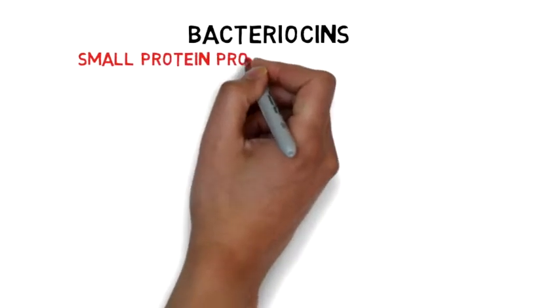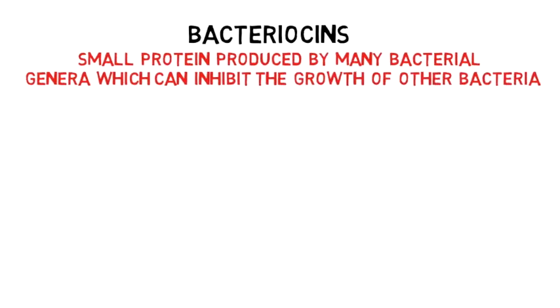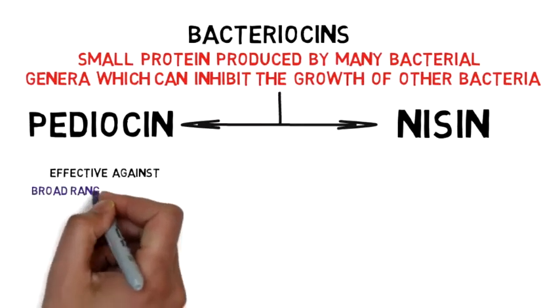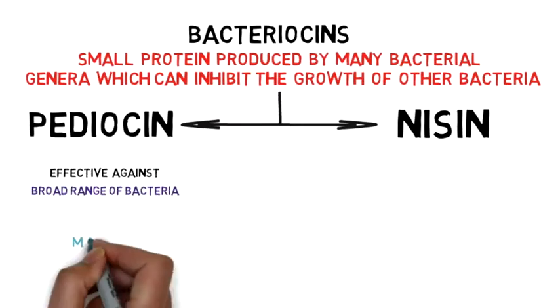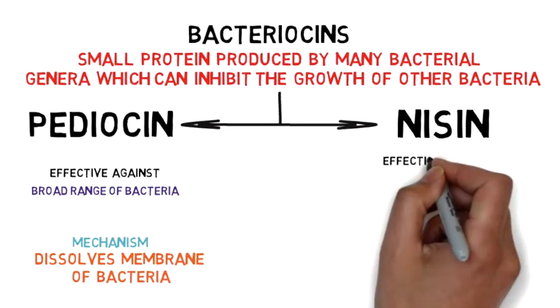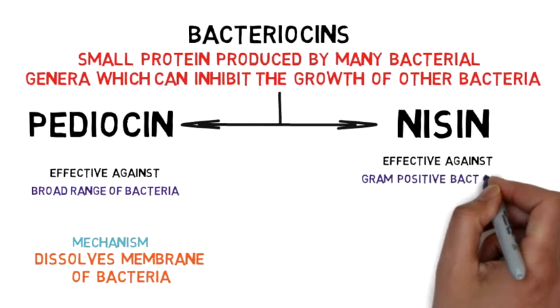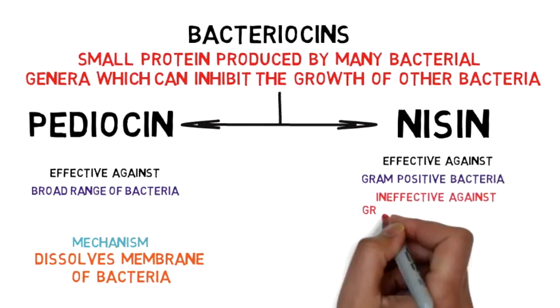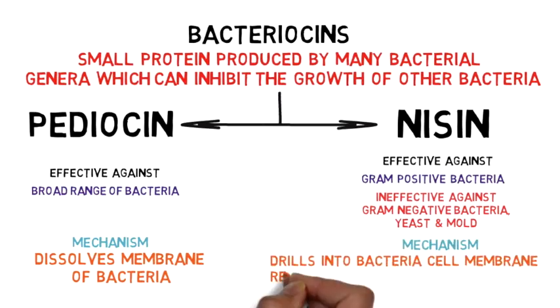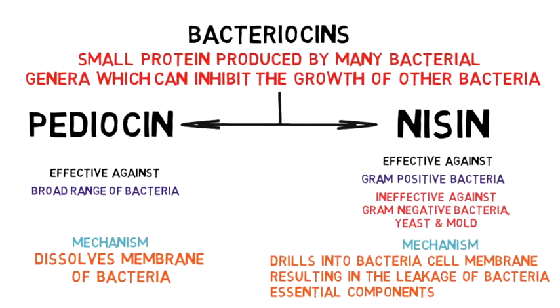What are bacteriocins? They are small proteins produced by many bacterial genera which can inhibit the growth of other bacteria. There are two main types of bacteriocin, which are pediocin and nisin. Pediocin is effective against a broad range of bacteria, and they dissolve membrane of bacteria. Nisin is very effective against gram-positive bacteria. However, it is ineffective against gram-negative bacteria, yeast, and mold. Their mechanism, they drill into bacterial cell membranes, resulting in the leakage of bacteria essential components.